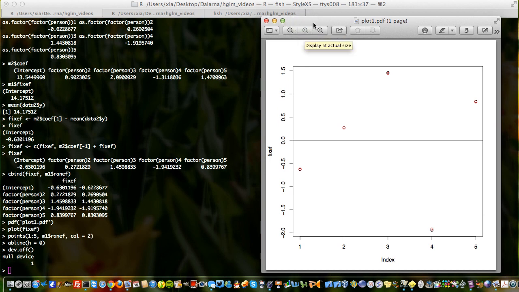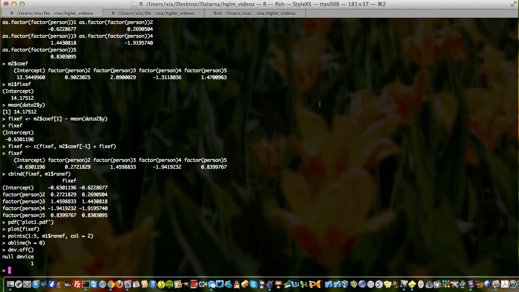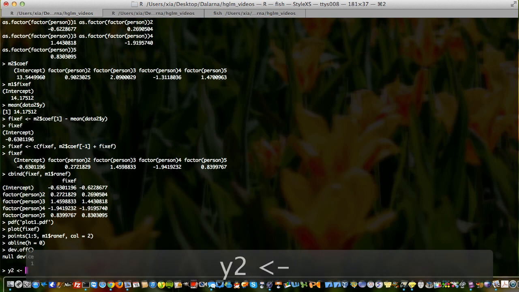In this case, we have a lot of variance captured by the random effects. So the difference between the random and the fixed value is not very big, and the shrinkage effect is not big because the variance component for the random effect is big. What if we simulate something else? Let's simulate pure noise.